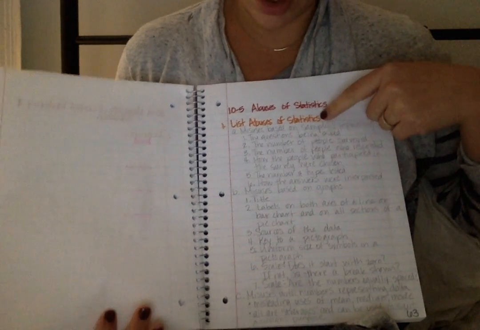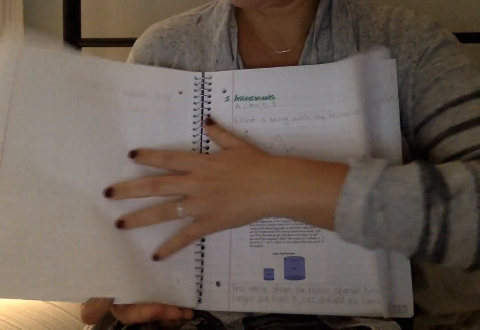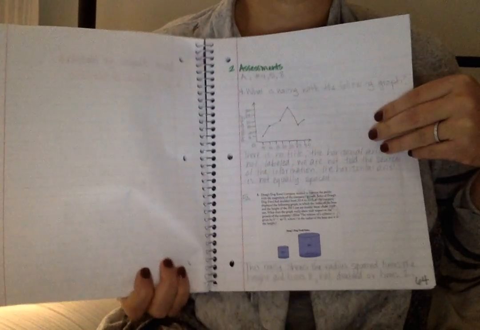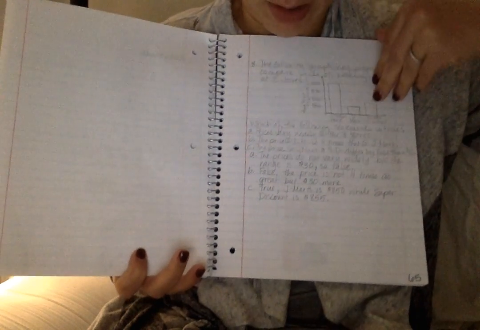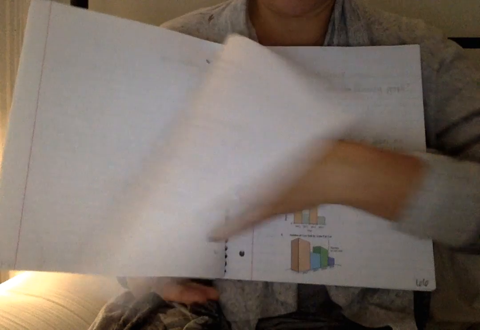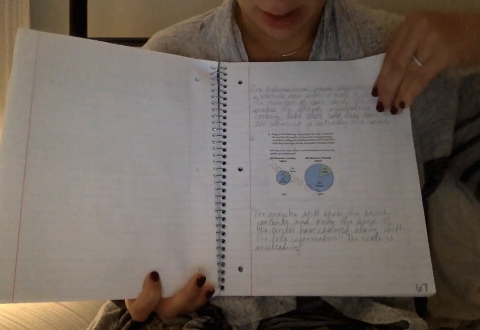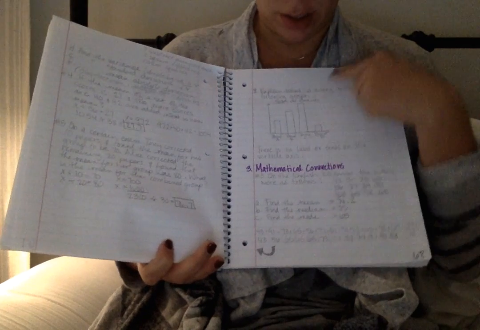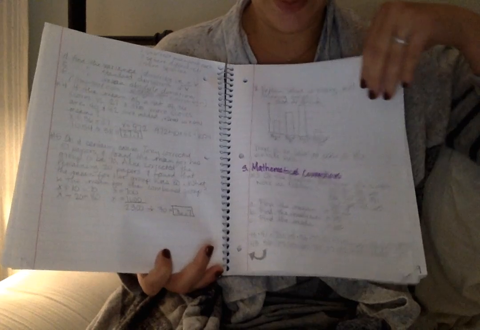10.5, a list of abuses of statistics and listing. Assessments. Assessments continued. Assessment B. Continued. And continue. Oh, and then this is mathematical connections, and then continued on this back page.